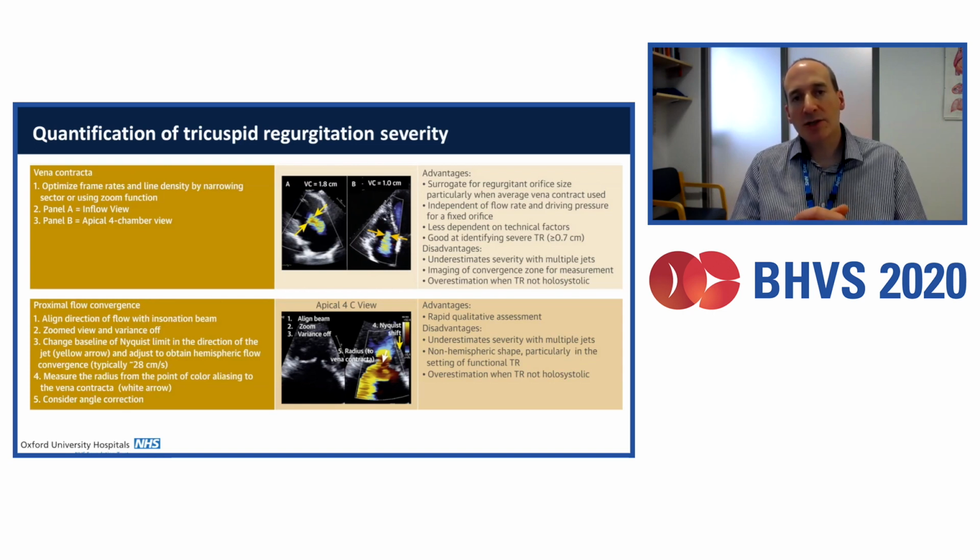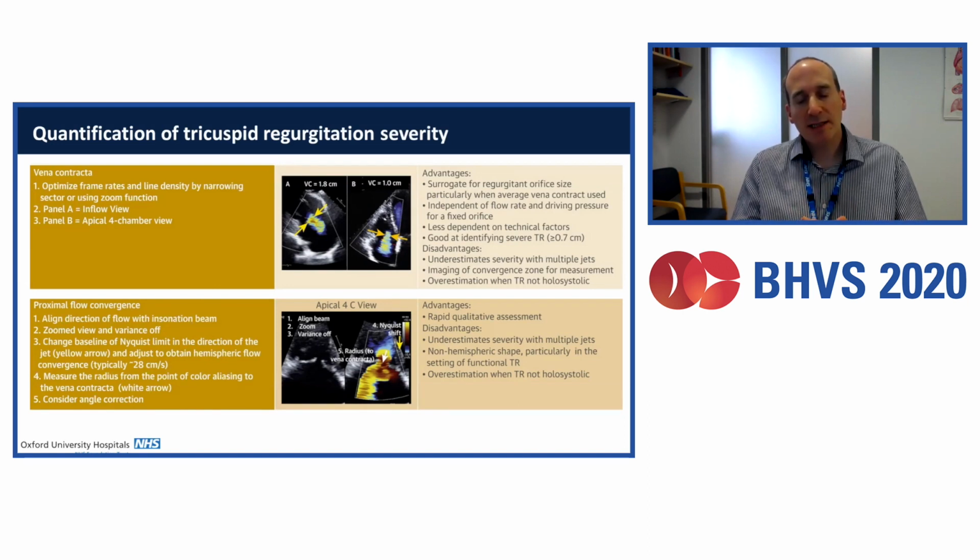Theoretically, PISA works just as well for TR as it does for mitral regurgitation. The usual caveats apply: for multiple jets it's difficult, for eccentric jets it's difficult, and of course it's very rare that the tricuspid orifice is perfectly circular, but the technique's exactly the same.